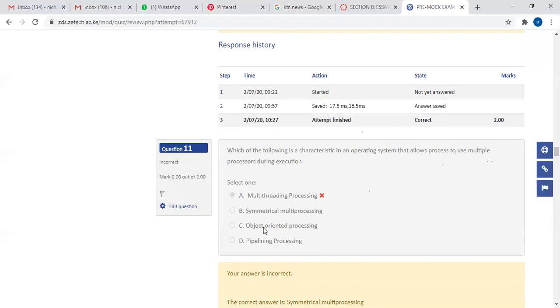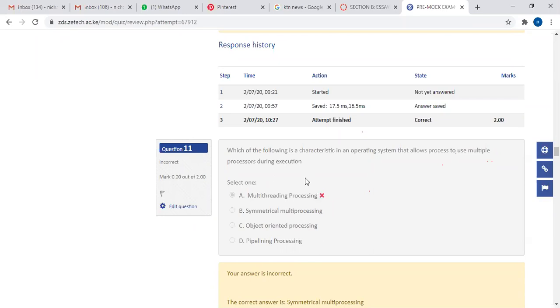Object-oriented, it uses objects. Pipelining, that is organizing, arranging them maybe in ascending order from the first one to the last one. Like now, if you look at a printer, it uses a pool of jobs, P-O-O-L. So when you use those pools, we put them in a pipelined manner, and we are saying the first one should be the first one. First come, first serve, and you execute that. So the correct answer was symmetrical multiprocessing.